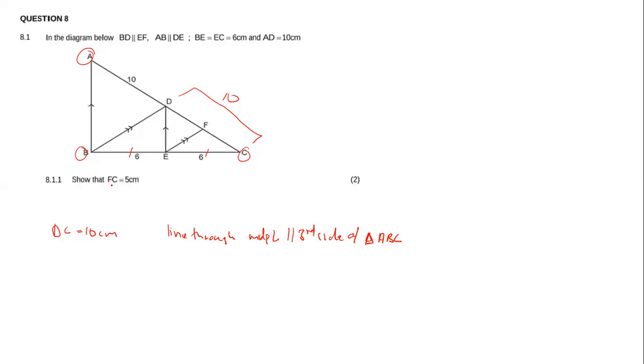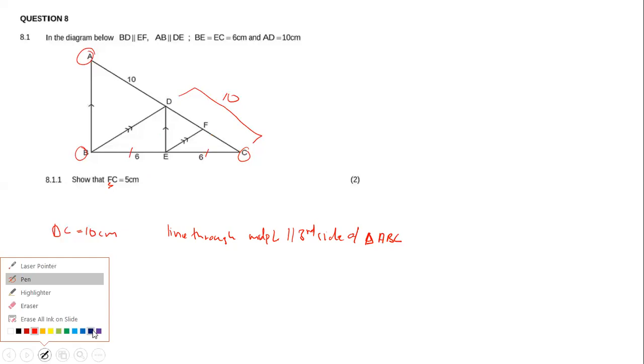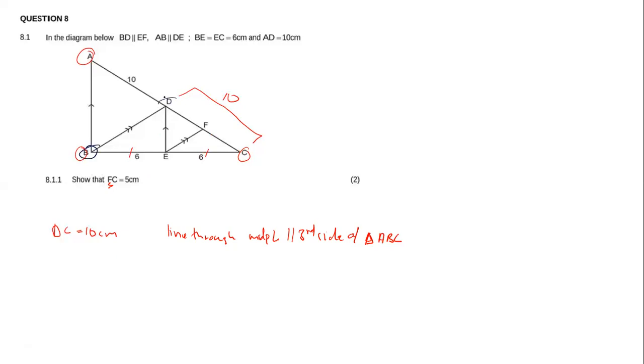Now, we are not looking for DC, we are looking for FC. So how to determine FC? Now we know this side. Again, when we have a look at triangle BDC, we can see that E is a midpoint of the very same side, which is BC, whereby this is 6 and 6. Now we have the parallel line that cuts the midpoint of BC. This parallel line, EF, is parallel to the third side of triangle DBC. Now we can say that DF will be equal to FC.